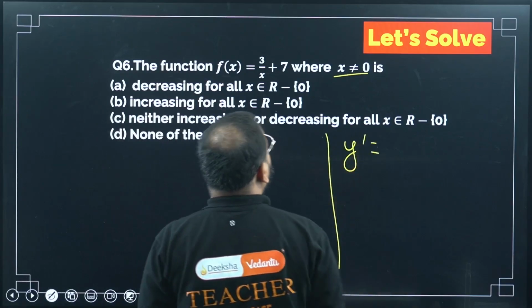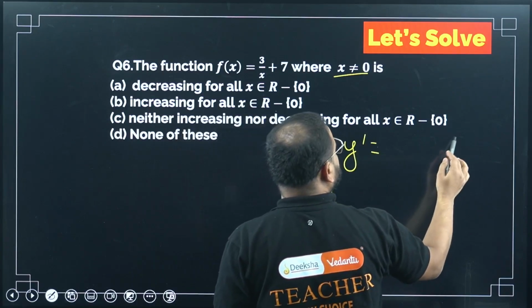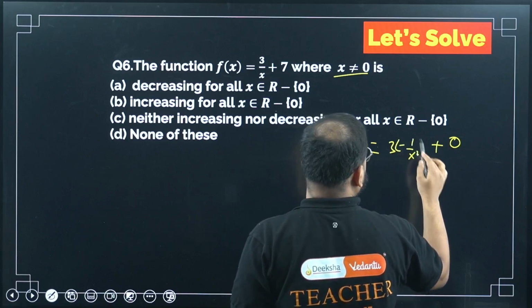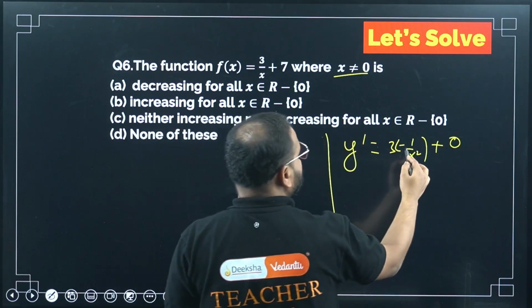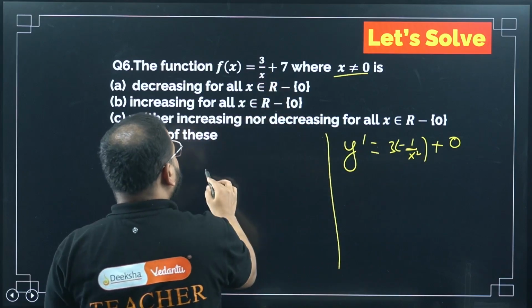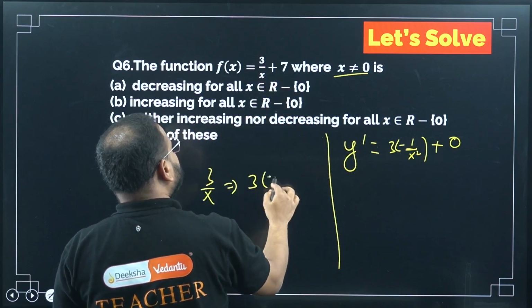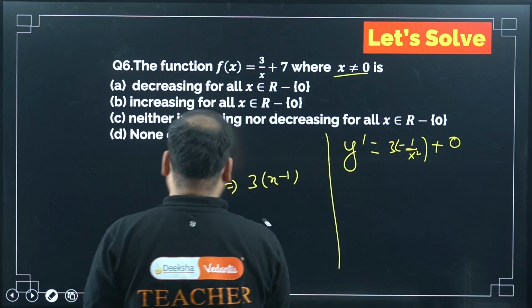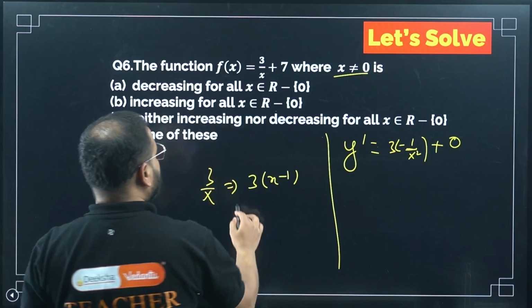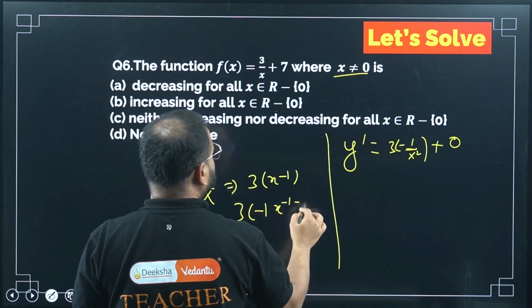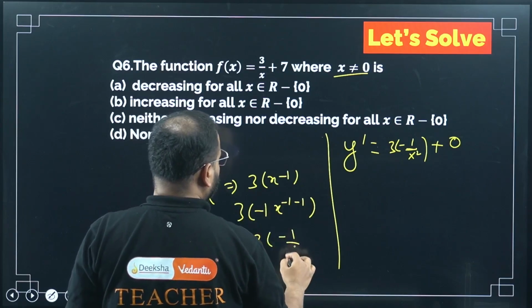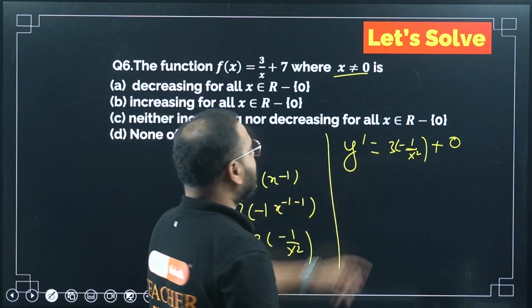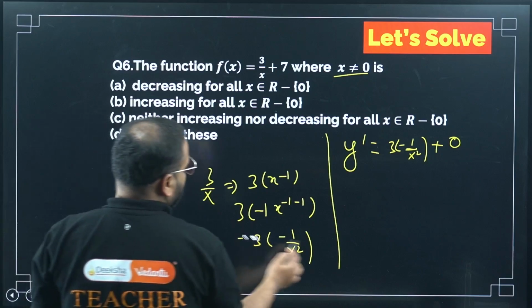Find the derivative. What's the derivative? For 7 it is 0. But this will become 3 times -1 upon x square. How? Please check the differentiation. I'm using the polynomial differentiation rule. I can write 3 by x as 3 times x power -1. 3 will be as it is, the power will become -1 minus 1, which is -2, and it comes in the denominator as x square. That's what is written here, 3 times -1 upon x square. Is it fast? I hope it's not fast, okay?